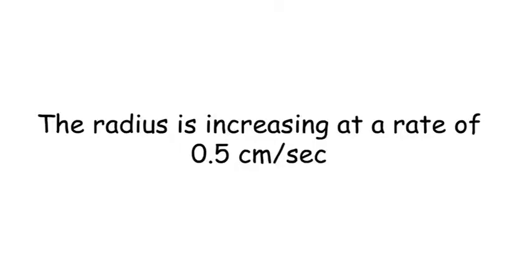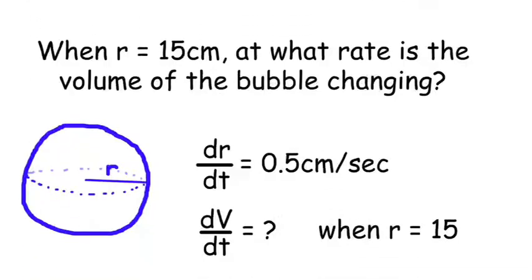So let's just say that by your amazing powers of observation, you've been able to deduce that the rate at which the radius of your sphere of bubblegum is changing is 0.5 centimeters per second. So now, let's say that you want to find out at what rate the volume of your sphere of bubblegum is changing when the radius is at a specific point. And in this case, we'll use 15 centimeters.